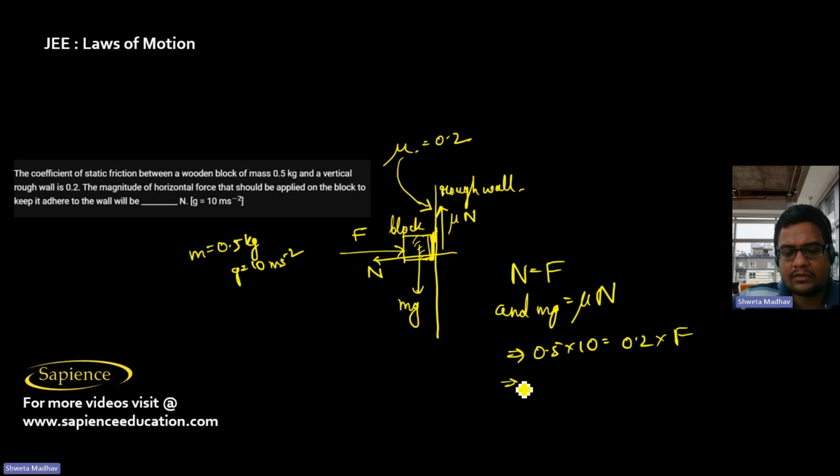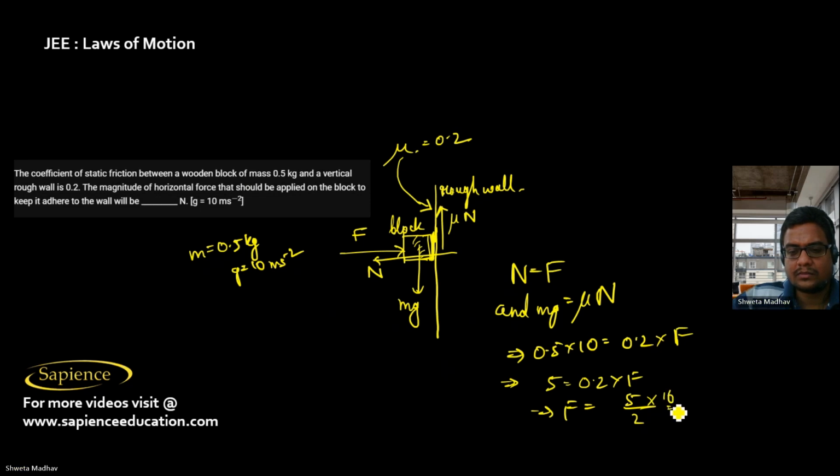So F we have to find out. So 0.5 into 10, that is 5, equal to 0.2 into F. So F will be equal to 5 by 0.2, so 50 by 2. That is F will be equal to 25 Newton. So 25 Newton is the correct answer.